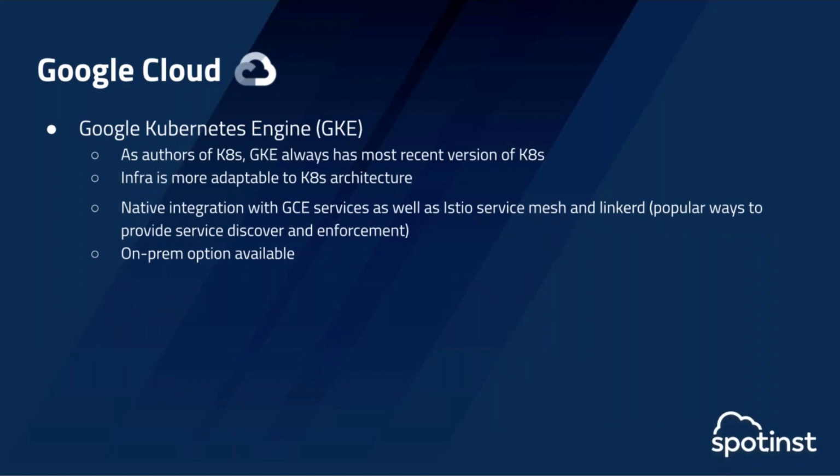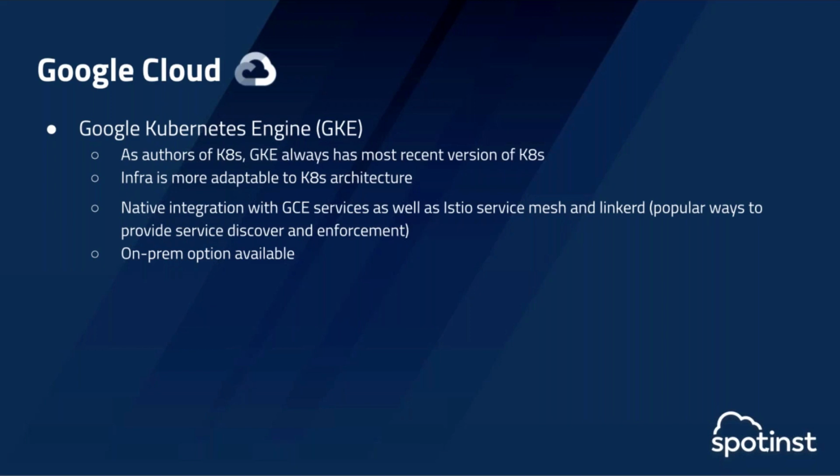Moving on to Google Cloud. Google's offering is called Google Kubernetes Engine, or GKE. They are the original authors, or the original authors come from Google, and GKE always has the most recent version of Kubernetes. This is because it's being built in-house. They're testing it, they're deploying it, they're running it. Google will have the latest version of Kubernetes in very short fashion.